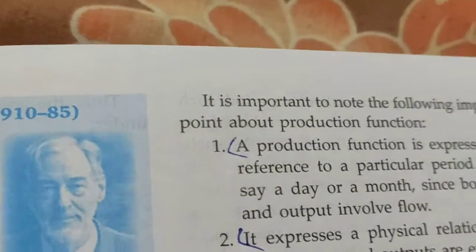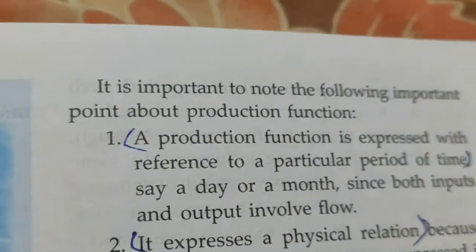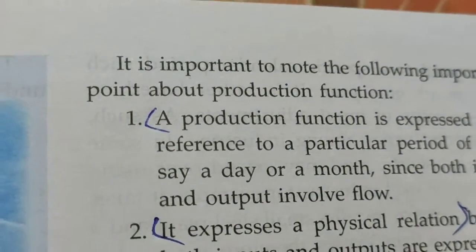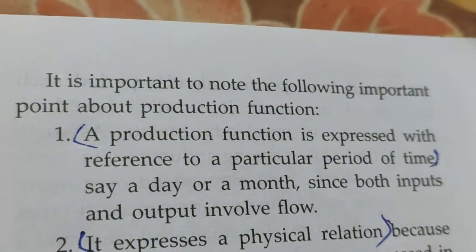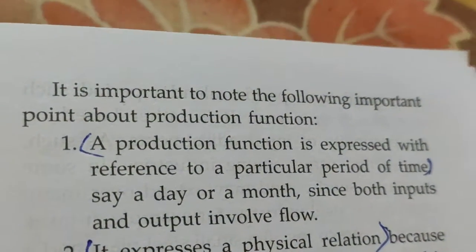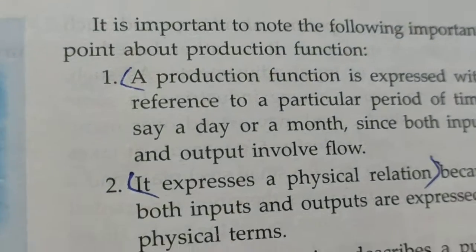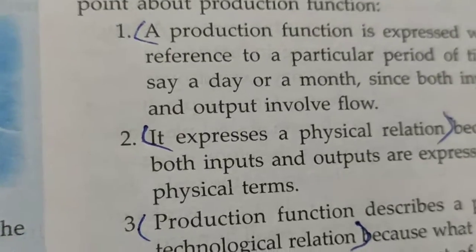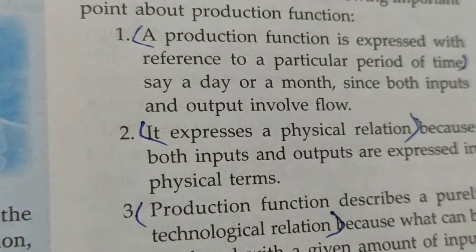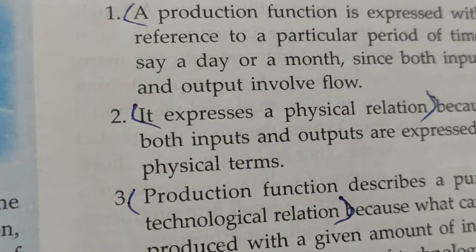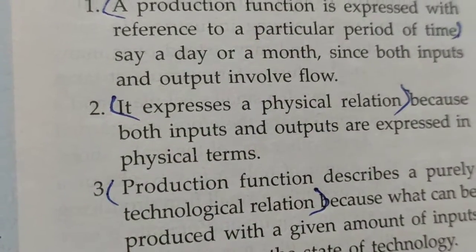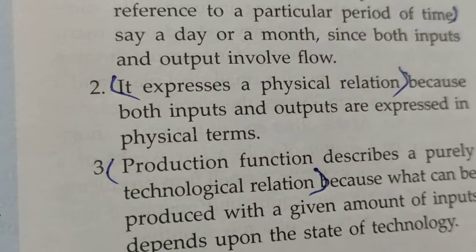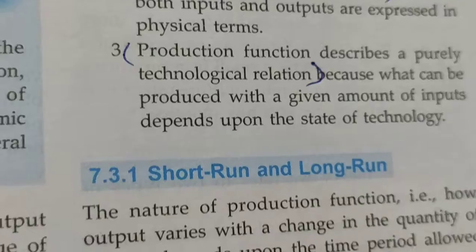It is important to note the following points about production functions. Number 1, a production function is expressed with reference to a particular period of time. Number 2, it expresses a physical relation because both input and output are expressed in physical terms. Number 3, a production function describes a purely technological relation.